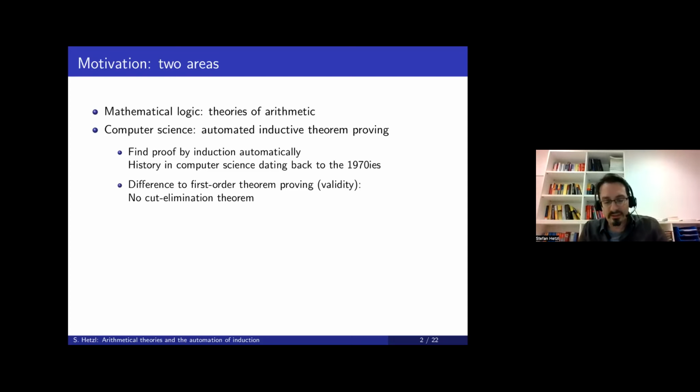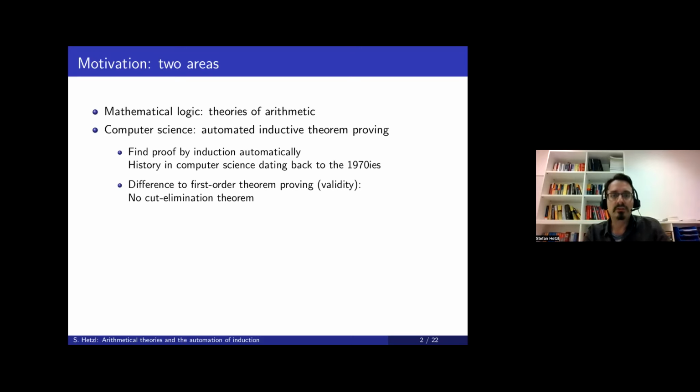One can say a lot about this, but to boil it down to a single slogan, the point is essentially that in the presence of induction, there is no cut elimination theorem, at least not for proofs of arbitrary formulas. This has a strong effect on proof search algorithms, because if you have a cut elimination theorem, you can restrict your proof search algorithm to essentially just sub-formulas of the theorem that you want to show. Of course, this notion of sub-formulas has to be adapted.